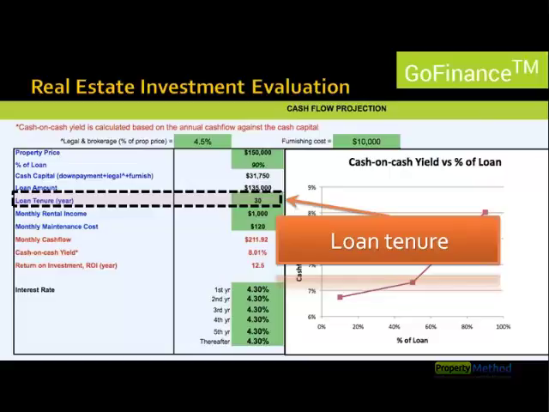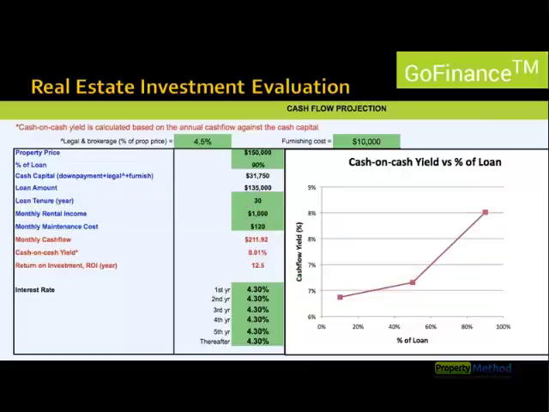We will discuss in more detail how to choose the right financing packages for better leverage and maximum return in the next module. So today we'll just introduce this method of analysis. So here we input 30 years, the maximum loan tenure.